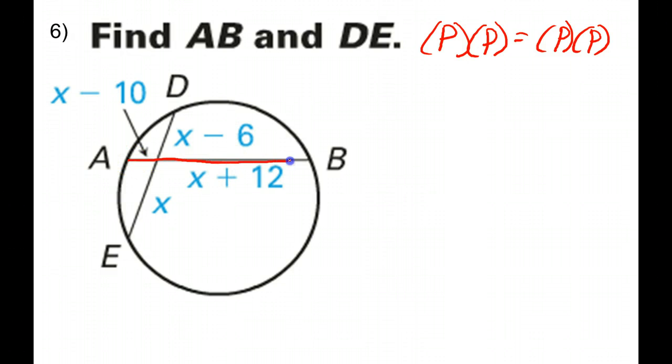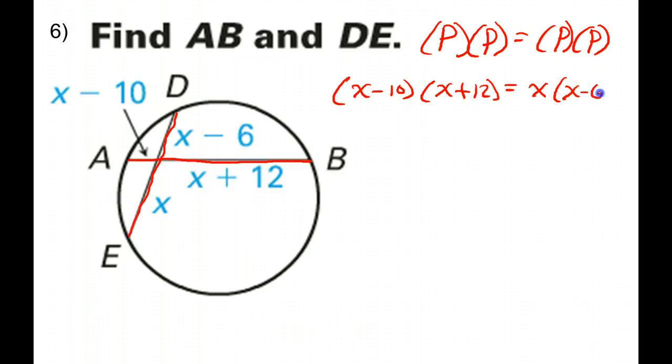So if I do this chord first, all right, part times part looks like this. It's x minus 10 is the one part, and then x plus 12 is the other part. So there's my part times part. Now if I look at this chord, then part times part is x times x minus 6. Okay, so you have to be comfortable with multiplying a binomial times a binomial. And remember that to do that, I think I shall change colors for a moment. To do that, I'm going to have to do the distributive property twice.